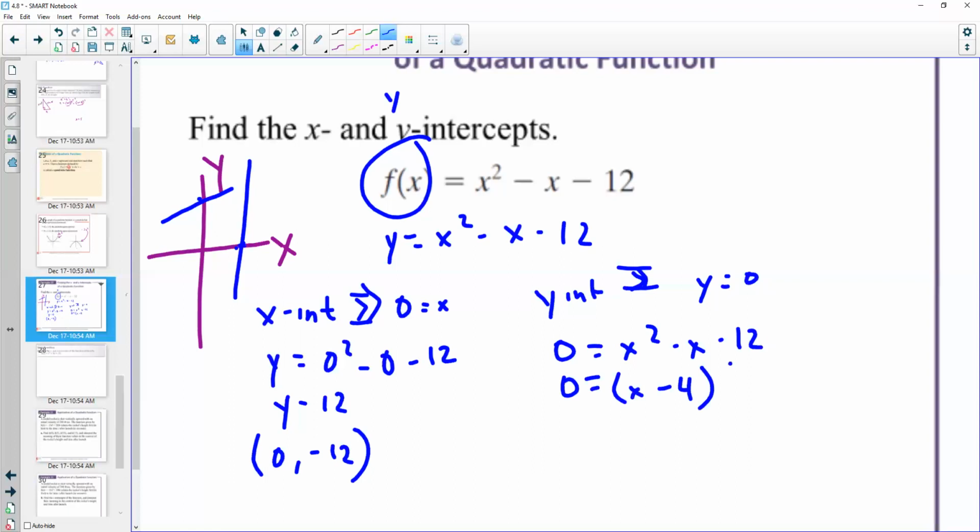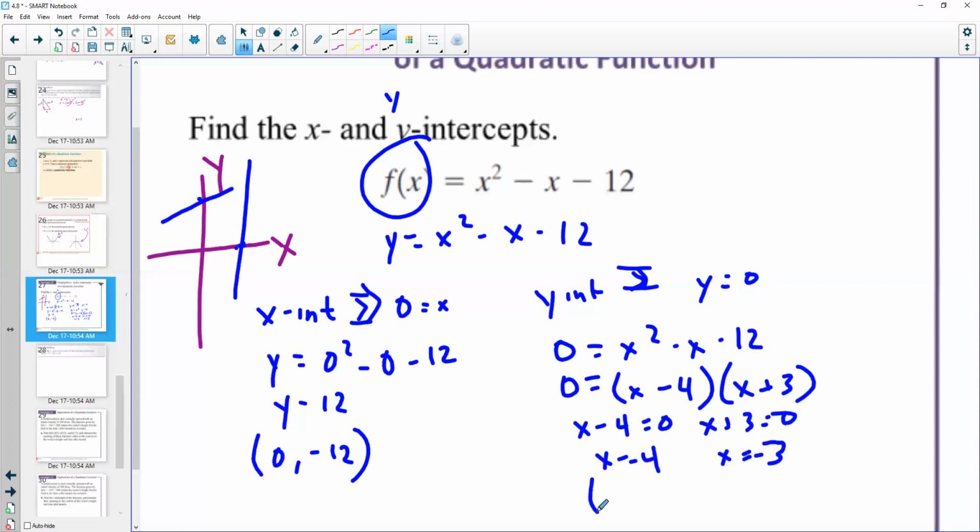x minus 4, x plus 3. We can solve. x minus 4 equals 0, x plus 3 equals 0. So x is going to be 4, and x is going to be, oops, negative 3. So my coordinates, that's positive 4, good lord, 4 and 0, and negative 3 and 0.